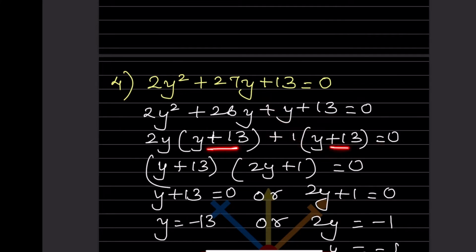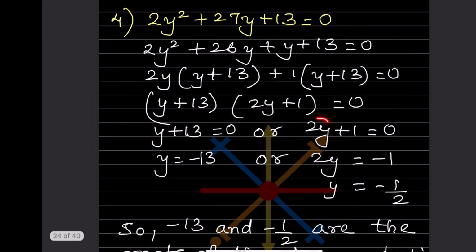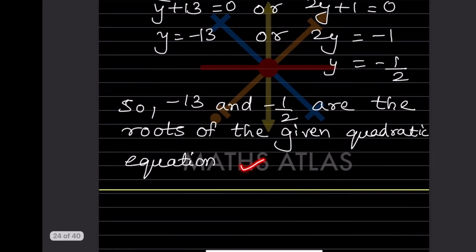So now again, same. What remains outside this 2y plus 1 is 0. So this is going to be 0 or this is going to be 0. So y plus 13 is 0 or 2y plus 1 is equal to 0. So now when you solve this, you get y is equal to minus 13. And here, what will you do first? 2y you will write, this you will take on the other side, that will be minus 1. So y is minus 1 by, because this is multiplication, that is going to be 2. So y is minus 1 by 2. So we can write here minus 13 and minus 1 by 2 are the roots of the given quadratic equation.